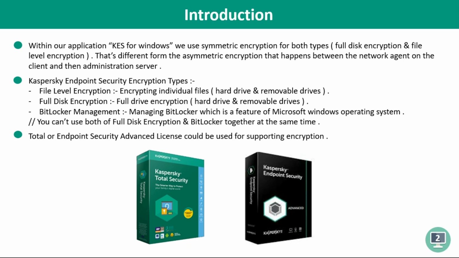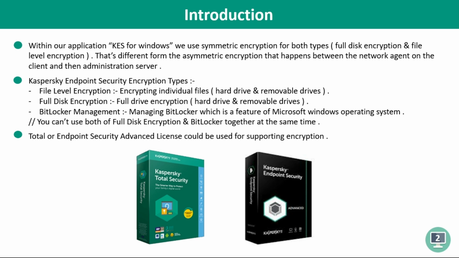We have three main types of encryption supported on Endpoint Security for Business: full disk encryption, file level encryption, and BitLocker management. With file level encryption, we are encrypting individual files inside folders, hosted on hard drives or removable drives. With full disk encryption, we are encrypting the whole drives and removable drives that exist on the machine, except some small parts of the boot sectors, to be able to boot our operating system.